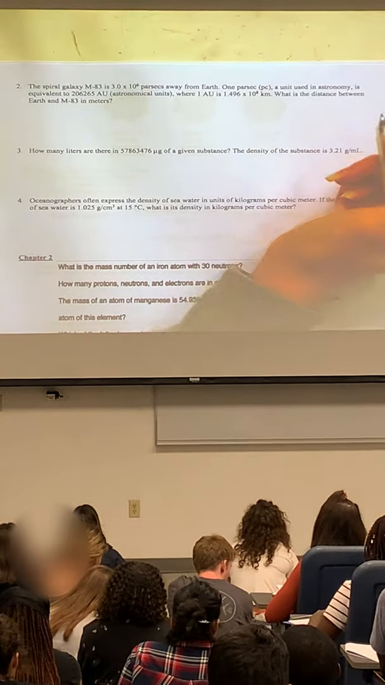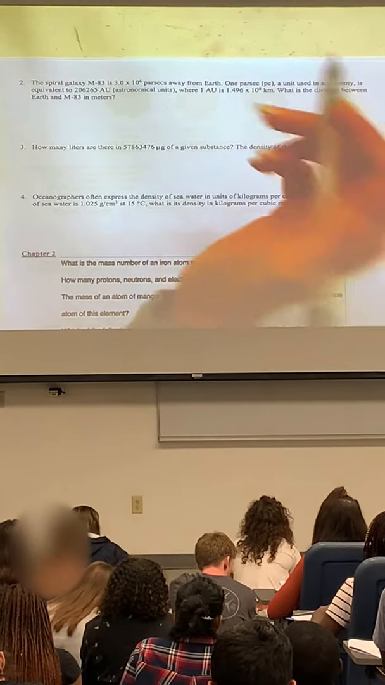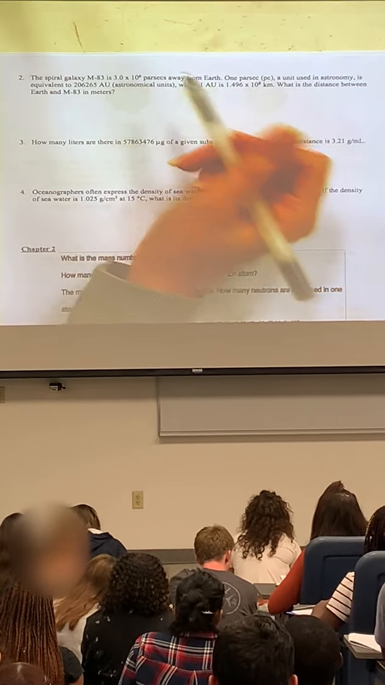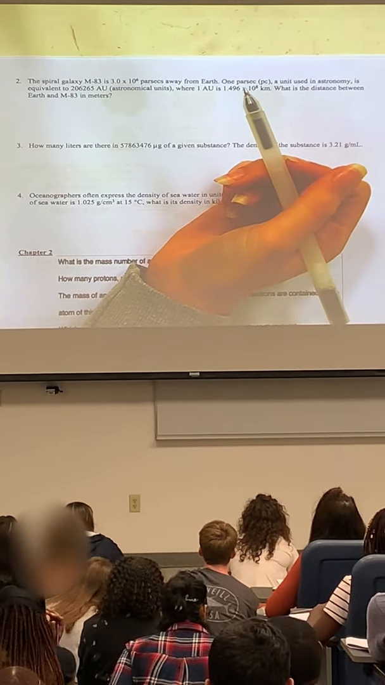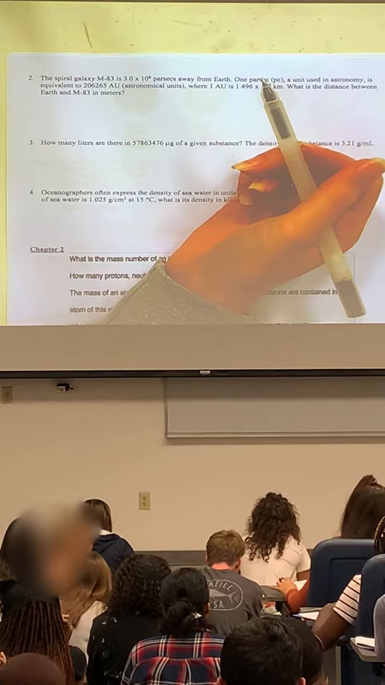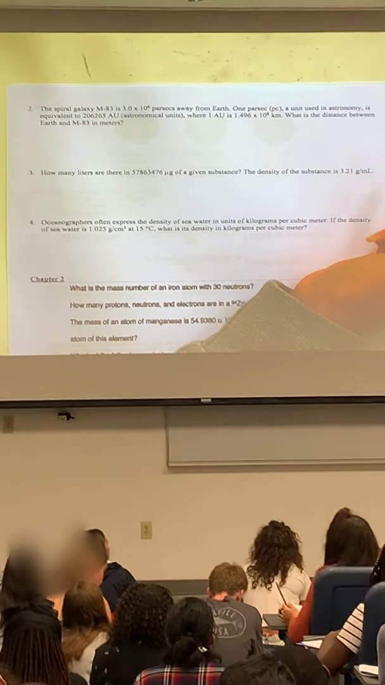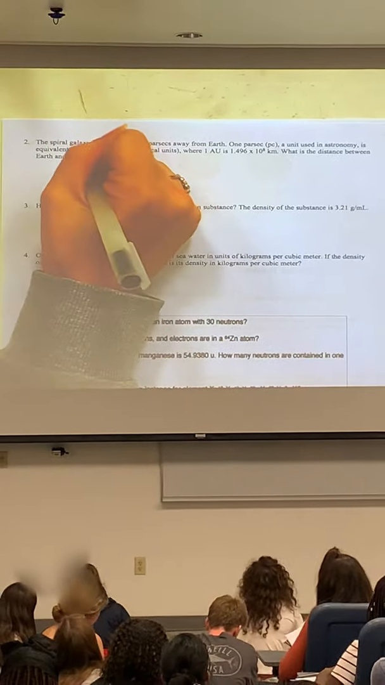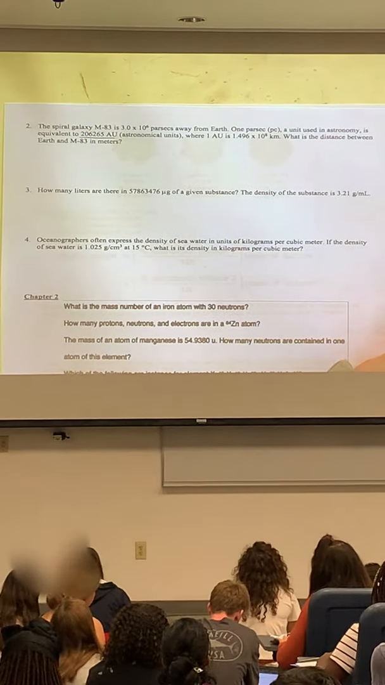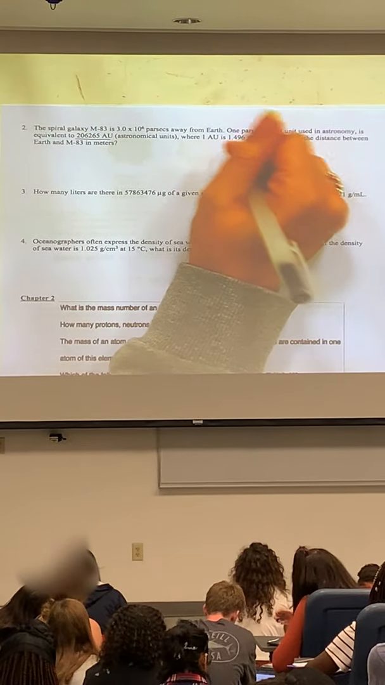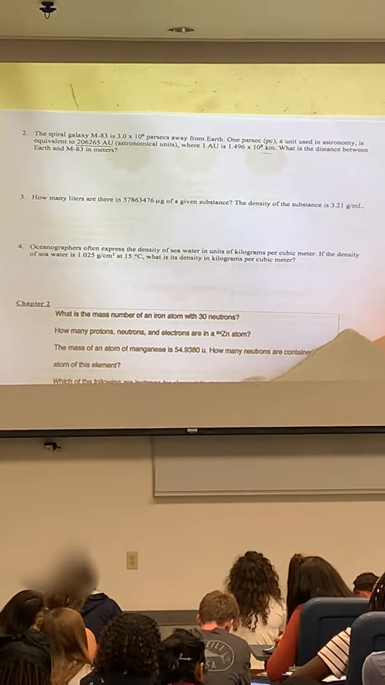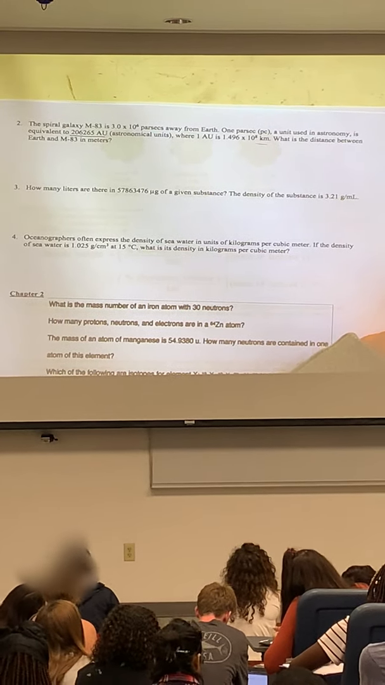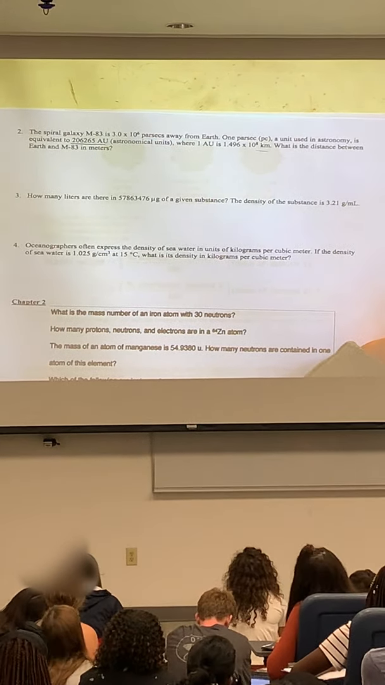So we're going to start off this question the same exact way. We have the spiral galaxy that is 3.0 times 10 to the 6 parsecs away from Earth. 1 PC is a unit used in astronomy and is equivalent to this many astronomical units. And then 1 AU is equal to this many kilometers. What's the distance between Earth and the spiral galaxy M83 in meters?